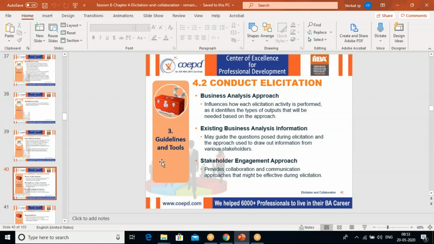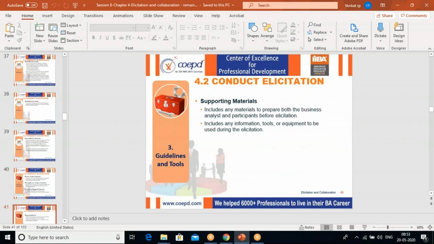In our case, existing business analysis information means which illustration techniques we have previously been familiar with, whether they are suitable here, and what is suitable in this particular context. Then the stakeholder engagement approach, which we discussed previously, is how we are going to approach these stakeholders. And the supporting materials, we already know what they are.